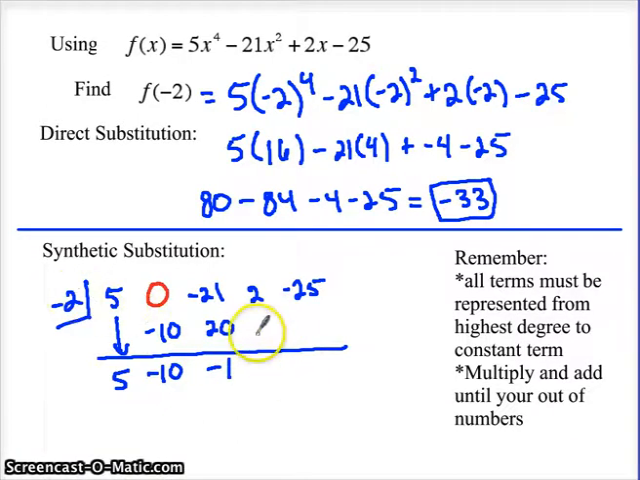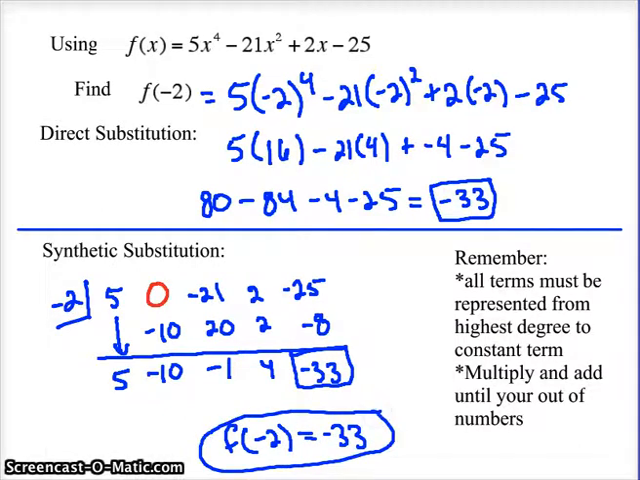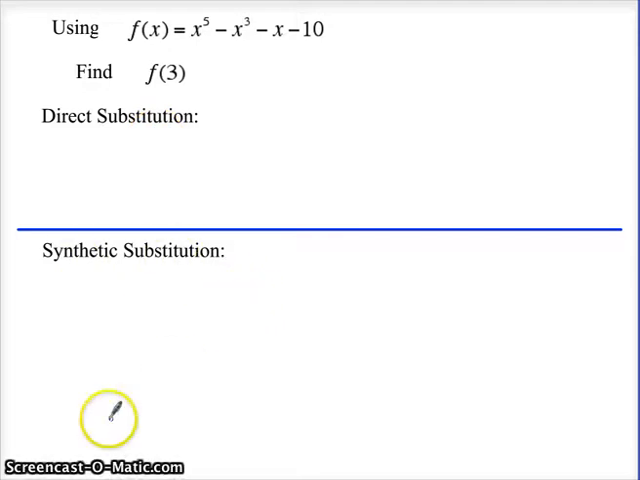Then we're going to multiply by 2. And you're going to just add from there, multiply again, and then finally add together and you've got negative 33, which you'll notice was the solution that I got up top. Therefore, f of negative 2 is equal to negative 33. On the next page, I've got a different polynomial for you. So why don't you go ahead and take f of x and see if you can find f of 3 both directly and synthetically, and I'll be back with you in just a few seconds.